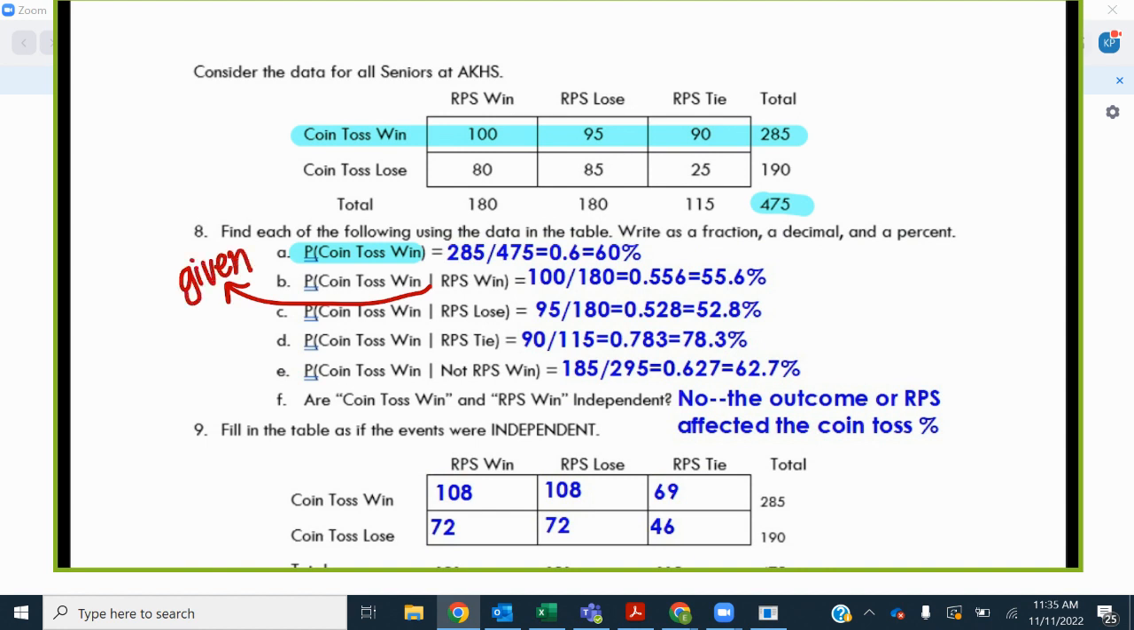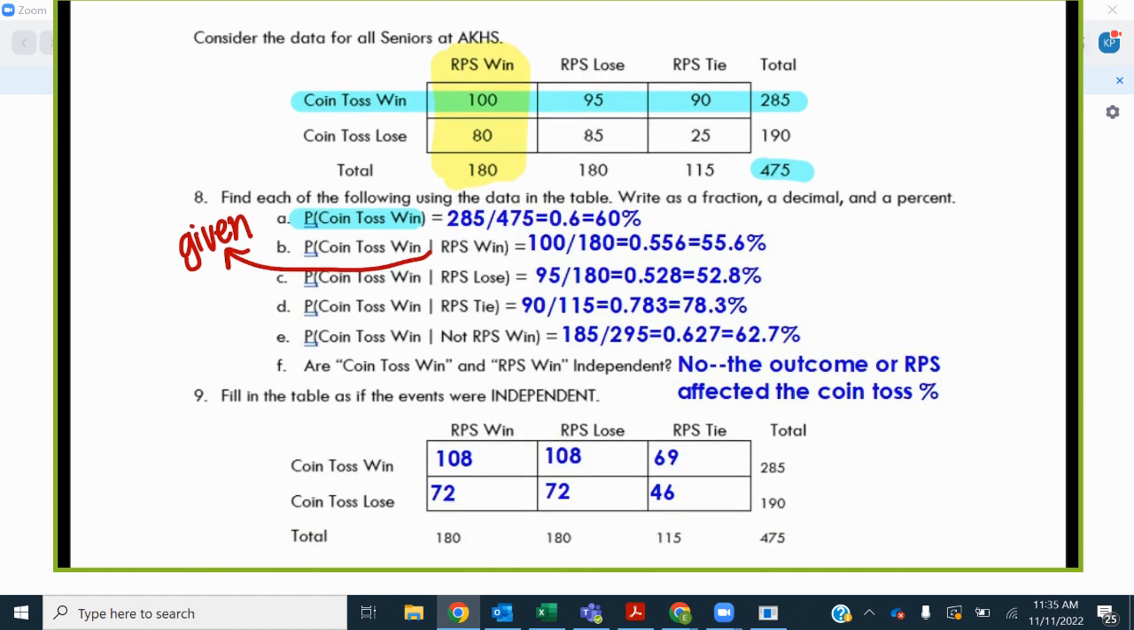That RPS win. And so in this case, we only want to look at RPS win as our sample for our probability. So we have 180 in the denominator, and then of those 180, 100 of them won the coin toss. And so that's the probability, 100 over 180. And so the vertical line means that that's the denominator we look at.